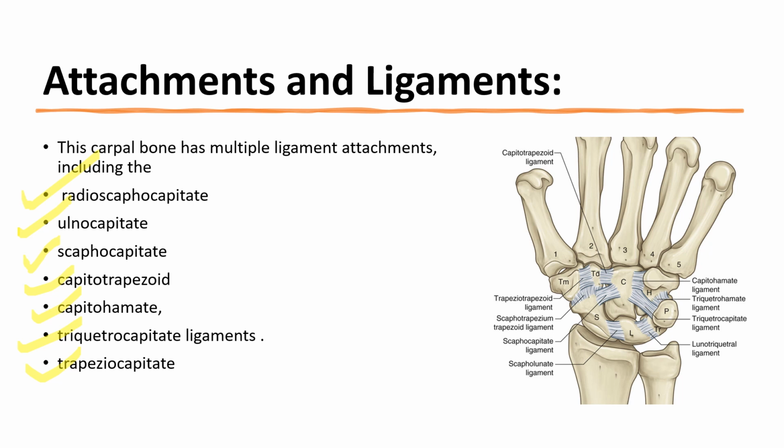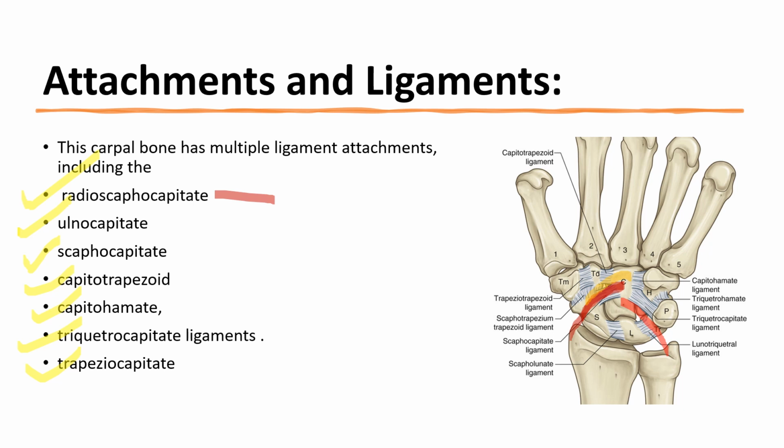So first of all, the radioscaphocapitate ligament starts from the radius side and goes toward the scaphoid and then the capitate. Second is the ulnocapitate ligament, which provides the attachment from the ulna to the capitate. The third one is the scaphocapitate ligament, which provides attachment from the scaphoid to the capitate bone.